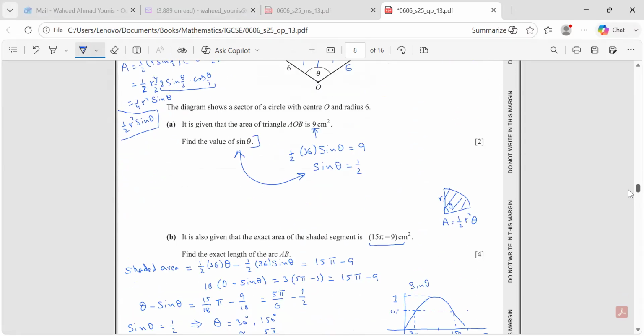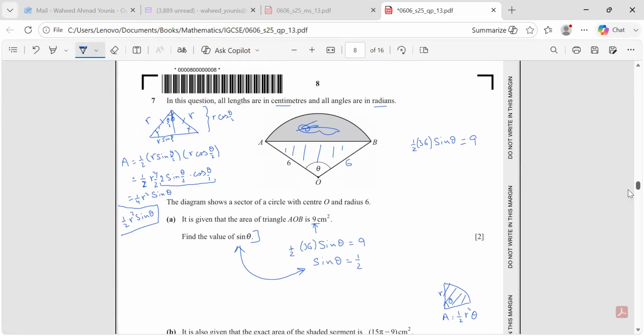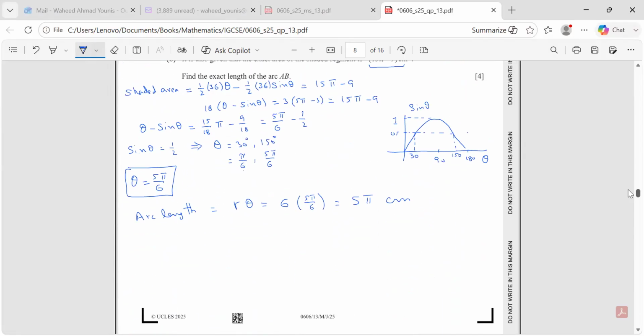Okay. Now for this angle, I need to find the arc length. Remember the arc length is given by r theta, where theta is in radians. So now it's easy to calculate. See, r is given by 6 and theta is 5 pi by 6. So 6 cancels and we have 5 pi centimeters as the arc length of this arc. Okay. I hope everything is okay here.